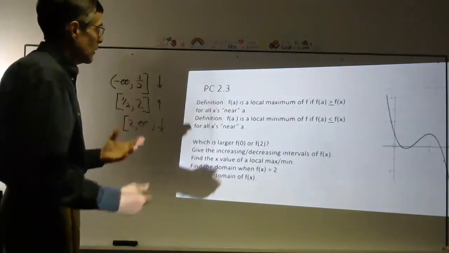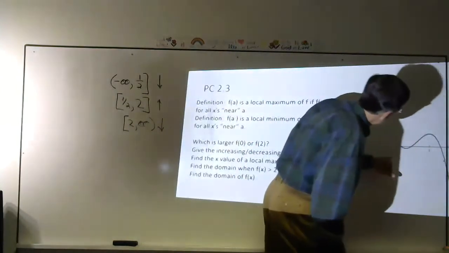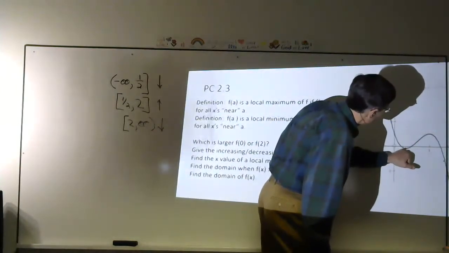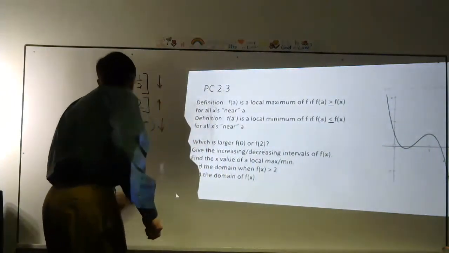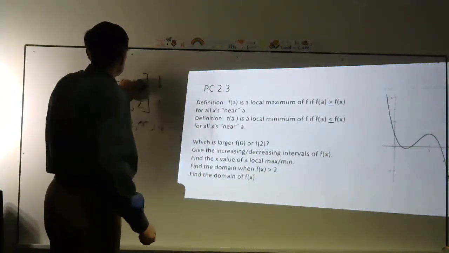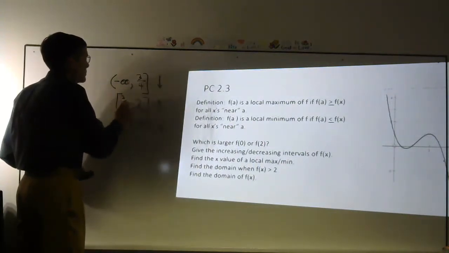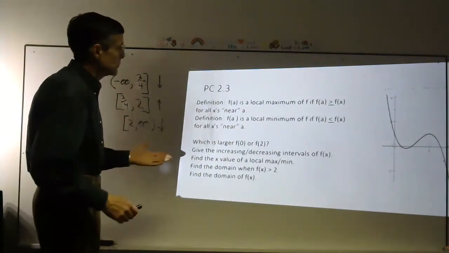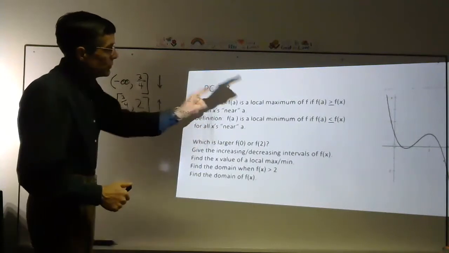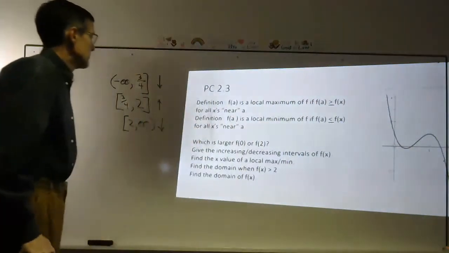Find the x value of a local max or min. To me, this min looks like it's roughly at about a half, or maybe 3/4 would be a little bit better than a half. I think I'm going to change that. This should probably be 3/4, so we're going to put 3/4 and 3/4. So find an x value of a local max or min. 3/4 would give you the min. 2 right here, 2 would give you the max.